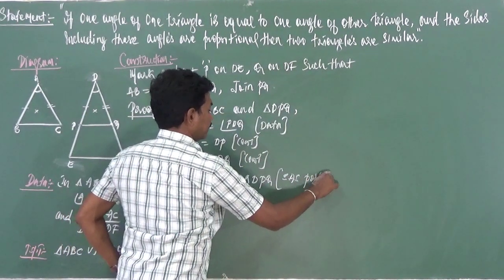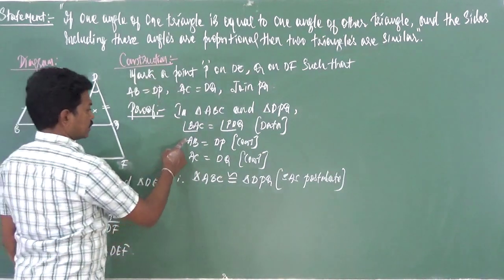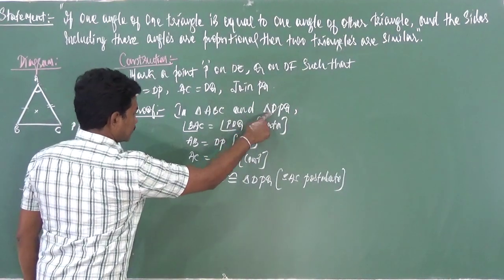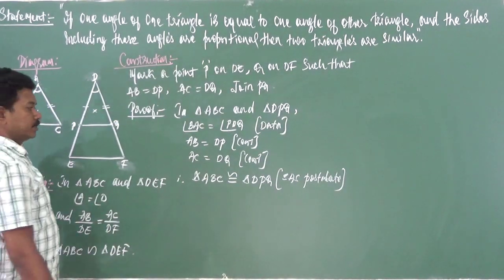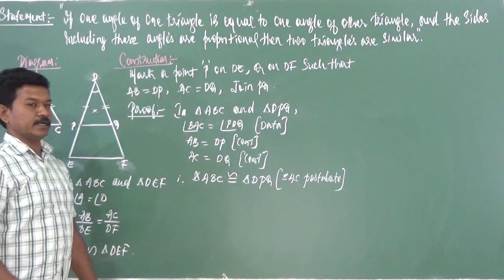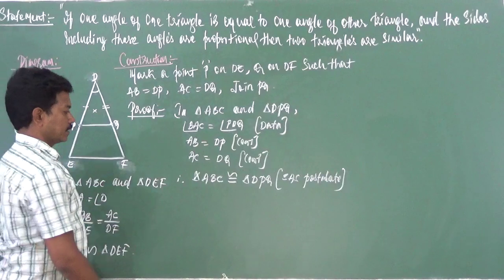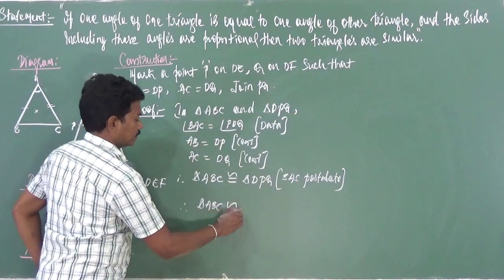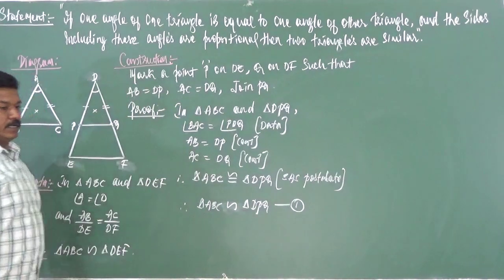That is according to SAS postulate. So in yesterday's theorem, this was one of the lemmas. If two sides and an included angle of one triangle are correspondingly equal to the two sides and an included angle of the other triangle, then both the triangles are congruent to each other. That is according to SAS postulate. So in lemma 2, what we did today, I just told you if two triangles are congruent, then they are similar. Two congruent triangles are always similar. So therefore, triangle ABC is similar to triangle DPQ. Now let us take it as equation 1 and stop it here.